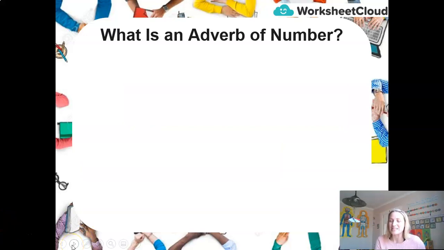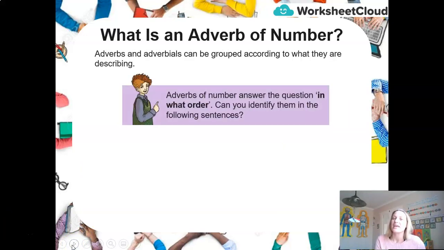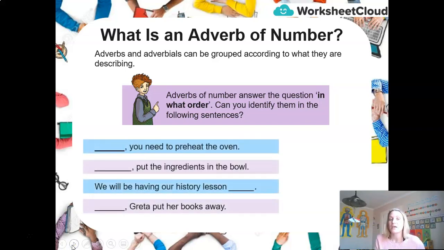Okay, so what's an adverb of number then? It tells me in what order. Often these are used when we're given instructions. We use adverbs of number to tell us what order something occurred. So have a little look at these sentences. You need to preheat the oven. Put the ingredients in the bowl. We will be having our history lesson. Greta put away her books. So I need words that tell me in what order something occurred.